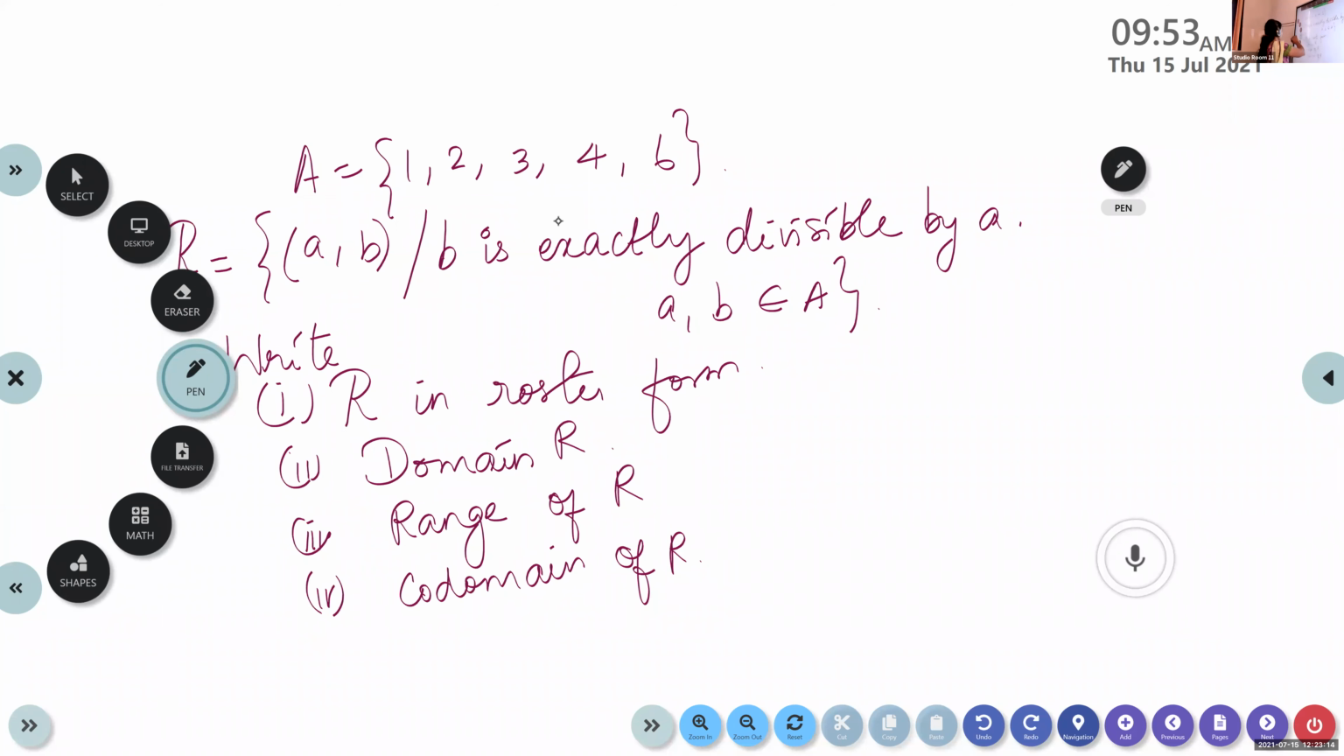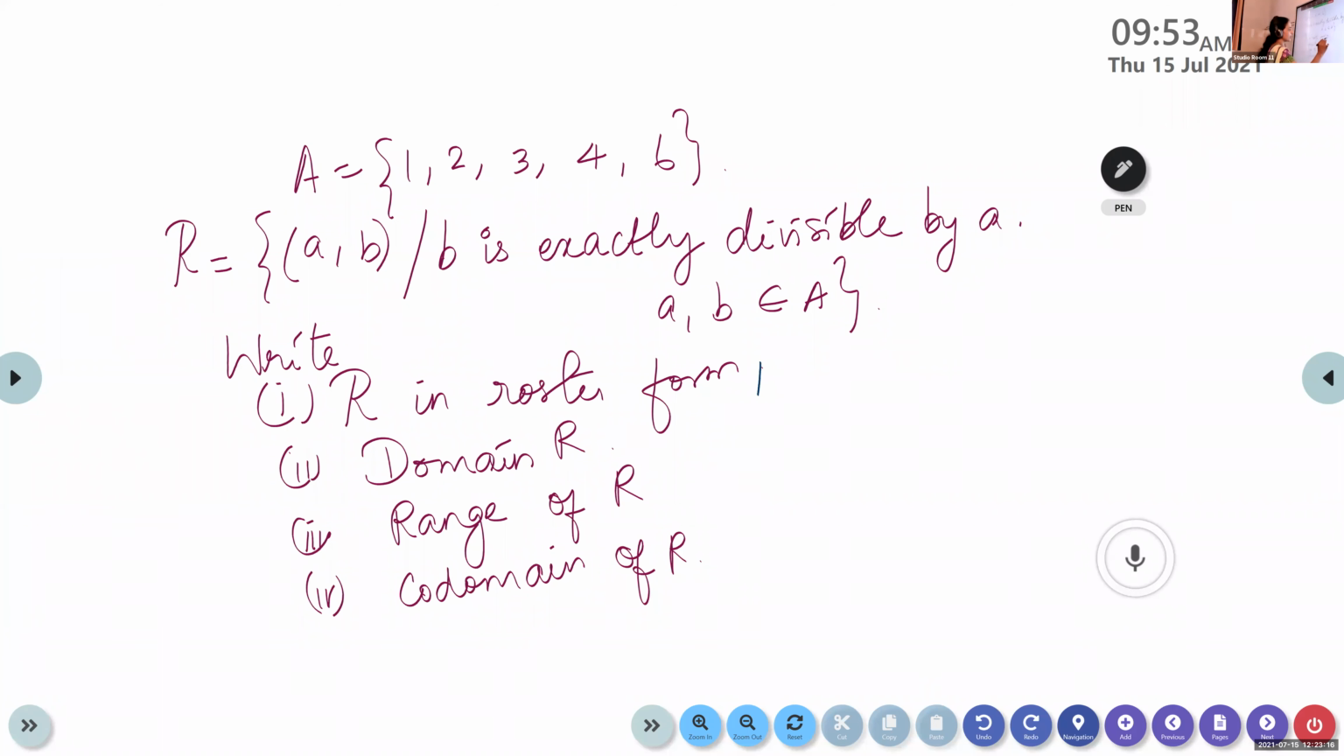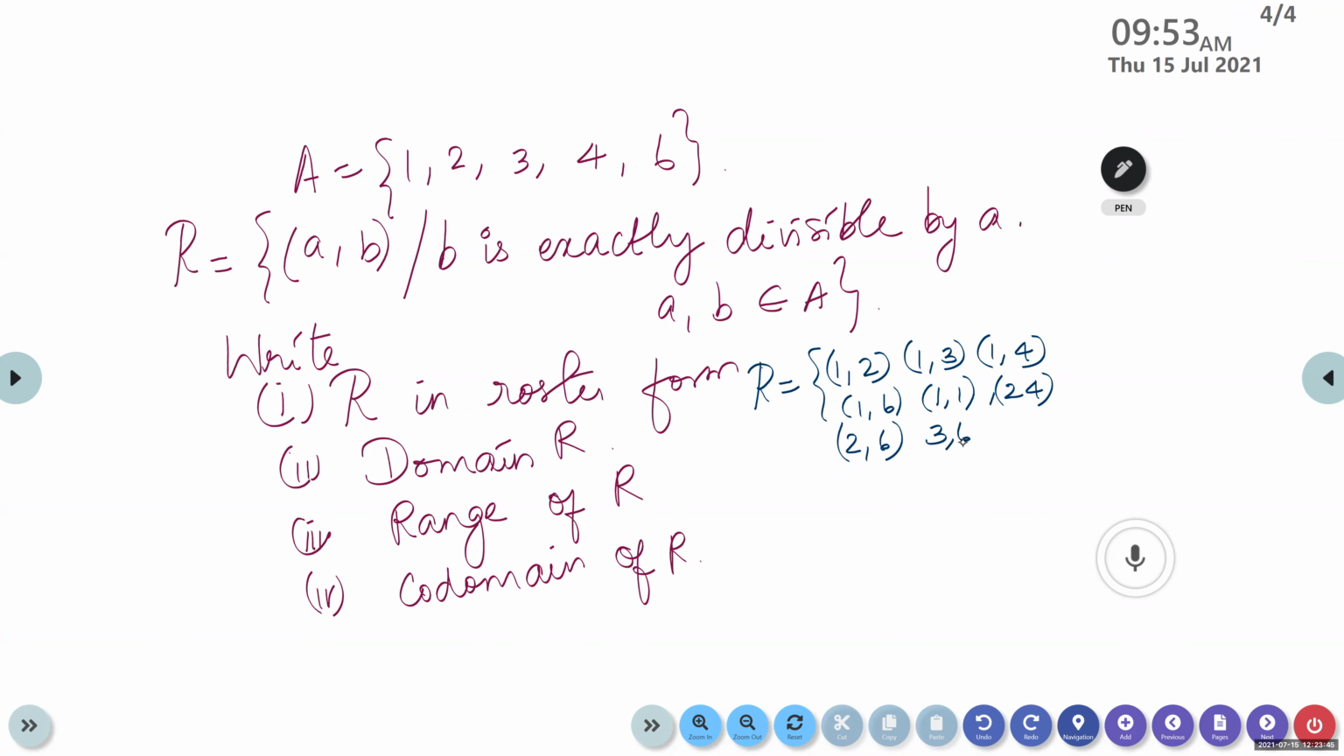Krishna Gandhi, give R in roster form. Which are the elements you will get in R? (1, 2), (1, 3), (1, 4), (1, 6). What about (1, 1)? Yes, (1, 1) is there. Then (2, 4), (2, 6), (3, 6) also.